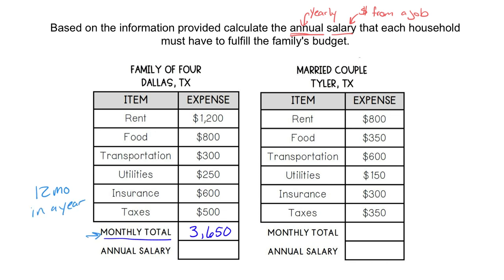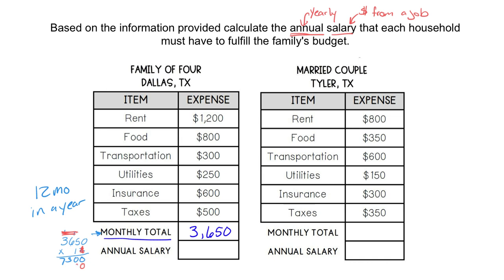So if this is monthly, I have to take this number, 3650, and times it by 12. And that will help me figure out the annual salary somebody needs to make. So if we do the math, 2 times 0 is 0, 2 times 5 is 10, carry the 1, 2 times 6 gives me 12, plus 1 is 13, carry the 1, 2 times 3 is 6, plus 1 is 7. Now I'm changing my color because I'm moving on to the next. I'm going to cross these out because I don't use them anymore. Cross that number out, I already used it. Put a 0 place value.